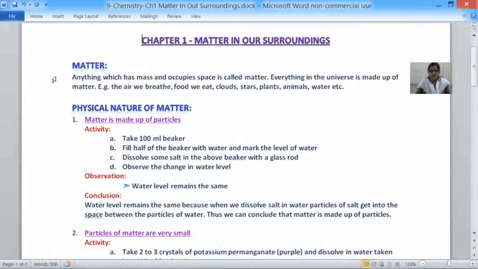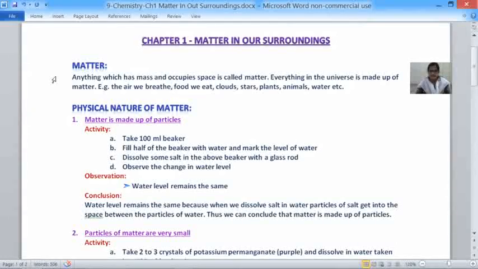Thus, we can conclude that matter is made up of particles. Here, water is made up of particles as well as the salt which is dissolved in water. So, this is an activity to make us understand that matter is made up of particles.